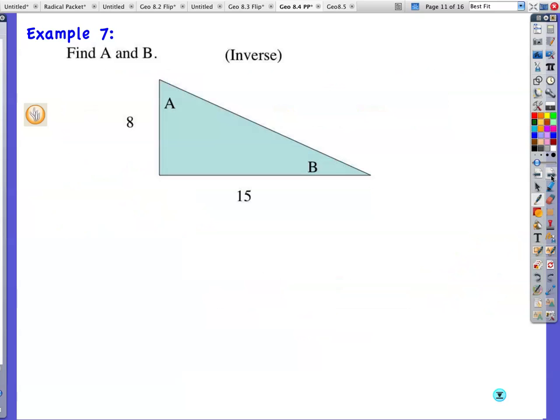Okay. Example 7. Now this is what we call the inverse. Find the angle. They've given us the sides. Now we need to do a reverse thing somehow to find this angle. So I'm going to start with A. If I'm working with A, I've got an opposite. By the way, this is a right triangle. I've got an opposite over an adjacent. So once again, I'm working with tangent. So tangent A is equal to 15 over 8.